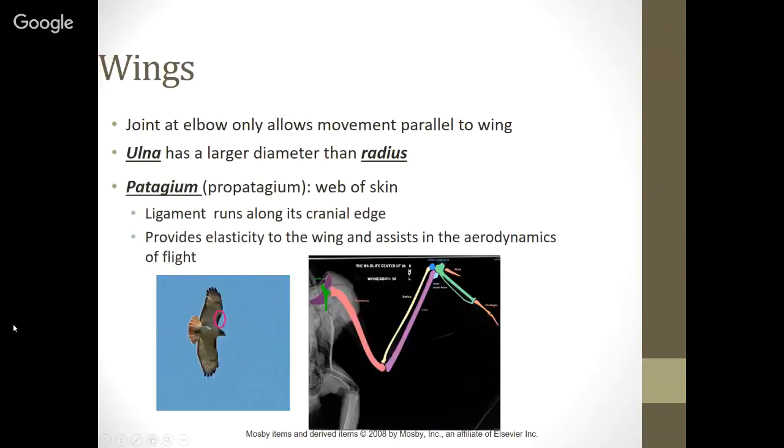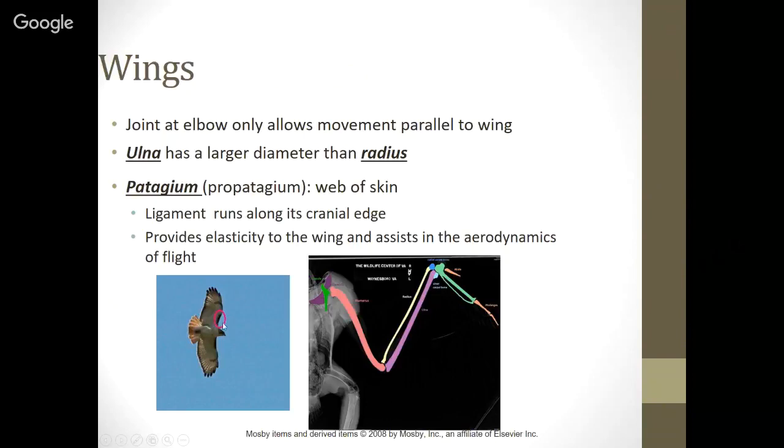Wings. The joint at the elbow only allows movement parallel to the wing. So it's very much like our elbow joint. We don't get a lot of movement except flexing up and down. It's a hinge joint. The ulna has a larger diameter than the radius, so it's very different from the mammal.